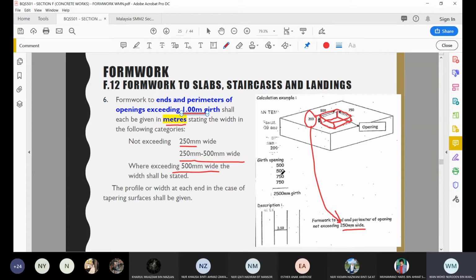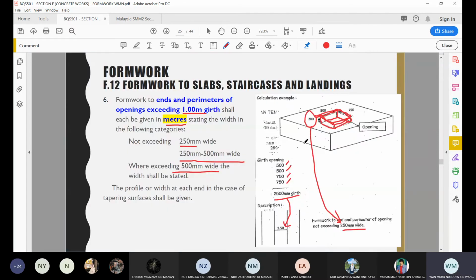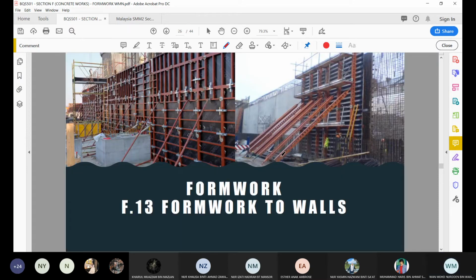So size dia berapa? Unit dia meter kan? So kita ambil the girth lah. 500 plus 500 plus 750 plus 750. So dia cukuplah satu kat segi sama ni. So the length is 2.5 meter. Okay, 2.5 meter. Good. That is for number 6. And that's all for formwork to slab and staircase and landing. And number 13, formwork to walls.